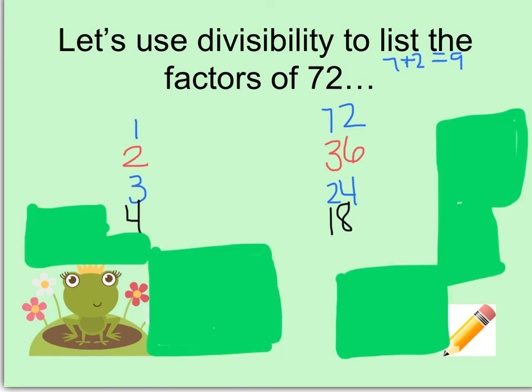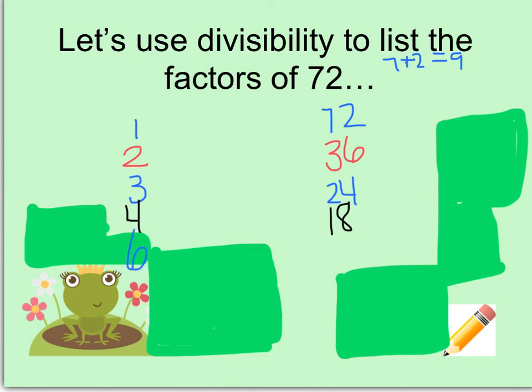I'm ready to think about the number 5. A number is divisible by 5 if it ends in a 5 or a 0. 72 ends in a 2, so it is not divisible by 5. A number is divisible by 6 if it's divisible by 2 and 3. I've already proved that 72 is divisible by 2 and 3, so I know that it is divisible by 6.